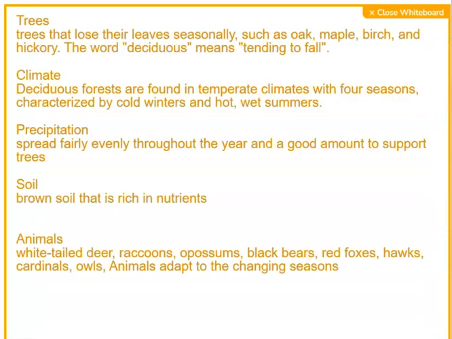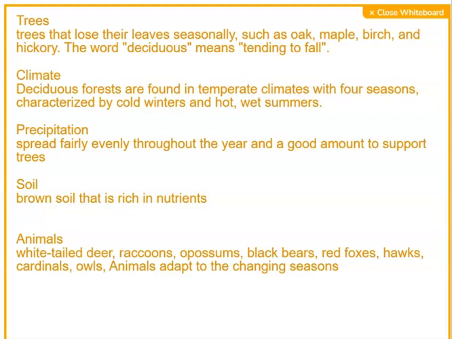I know a lot of us in here kind of got started. Again, there it is. Trees lose their leaves seasonally. I don't know, Garrett, if I was writing that down, that I need to write down oak, maple, birch, and hickory. It's there for you if you want to know what kind of trees are deciduous trees. I don't know that I have to, Lindley, write down that deciduous means tending to fall. But I find that very interesting that there's a meaning behind that word. The climate. We have a climate of 4 seasons. That is a very important aspect about the deciduous forest.